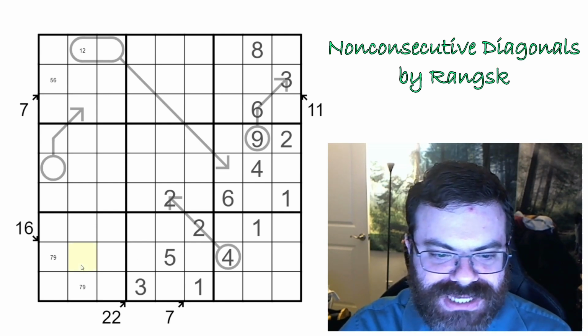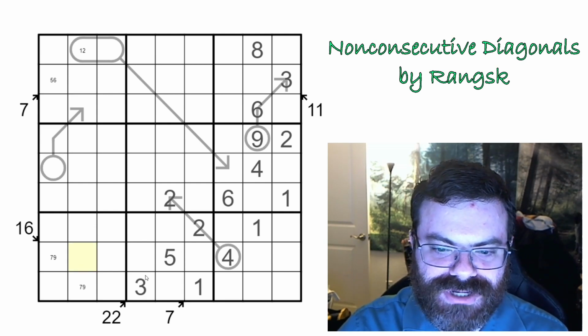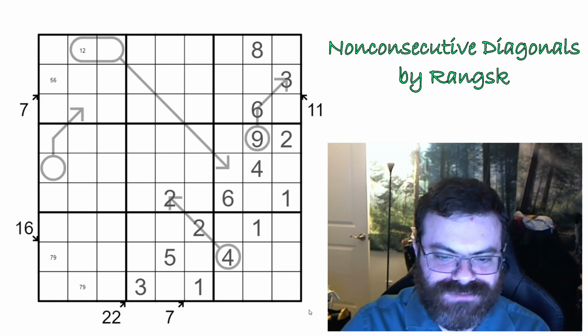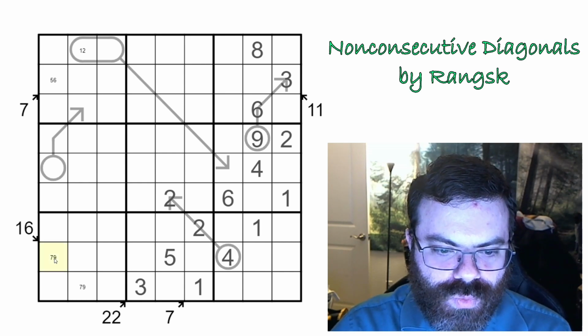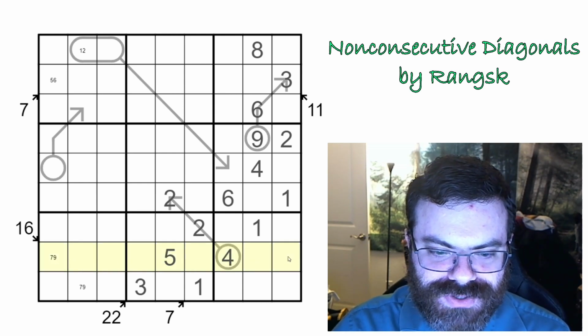So I'm just going to point this out. It might not immediately be used, but it's nice to mark because this is noticeable early if you're careful about noticing these things. So where can 1, 2, and 3 go in this row?